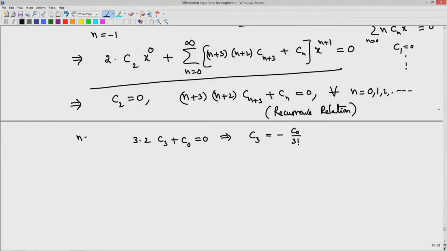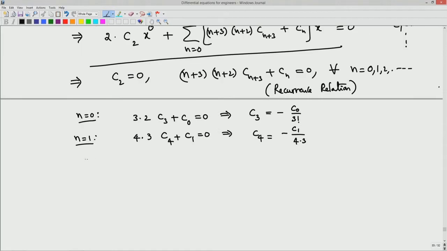By putting n equal to 1 into the recurrence relation, what happens? n equal to 1, 4 into 3 into c 4 plus c 1 equal to 0. So, this will give me c 4 in terms of c 1 divided by 4 3, okay. So, this is what you have. Now n equal to 2, if you put, 5 4 c 5 plus c 2 equal to 0. So, because c 2 is 0, c 5 should be 0, okay.